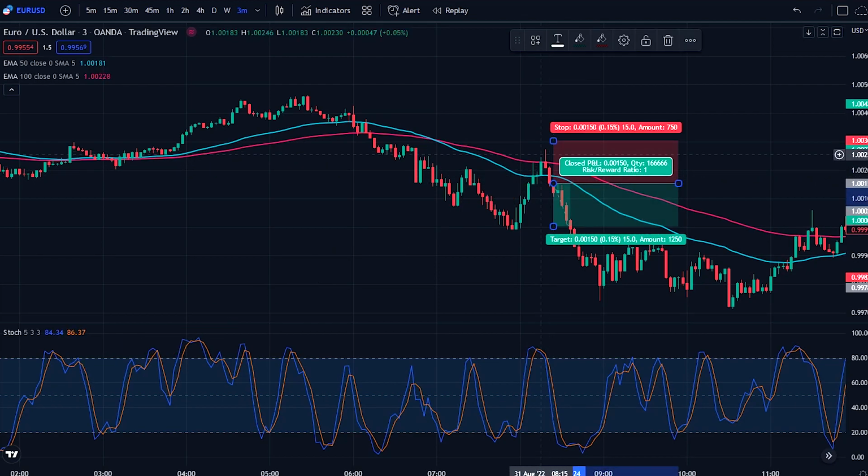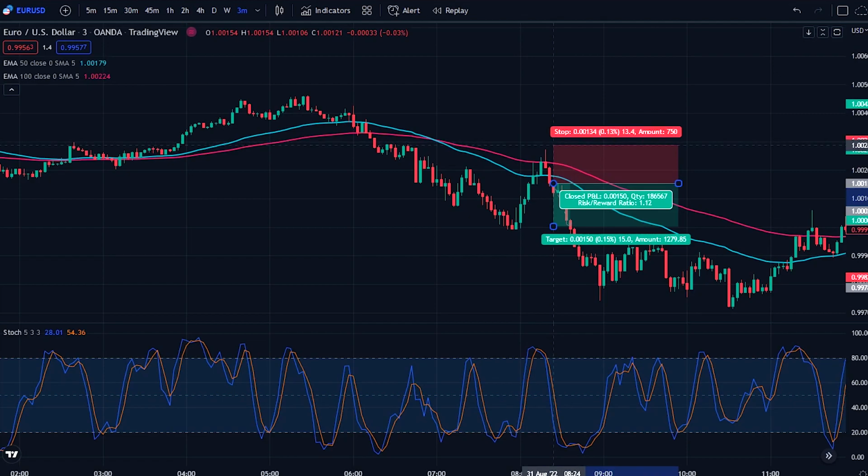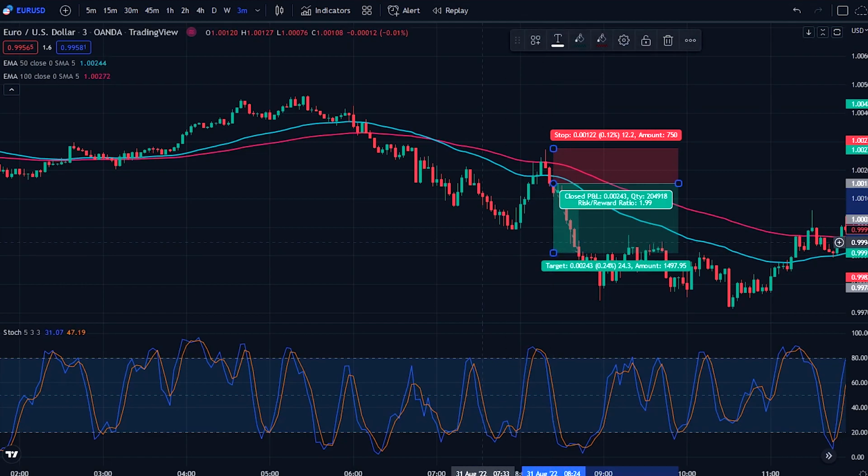So let's enter into the short position here. Our stop loss will be set at the market's most recent swing high, and our take profit target will be 2 times the risk taken with the stop loss. As you can see, this trade was profitable again.